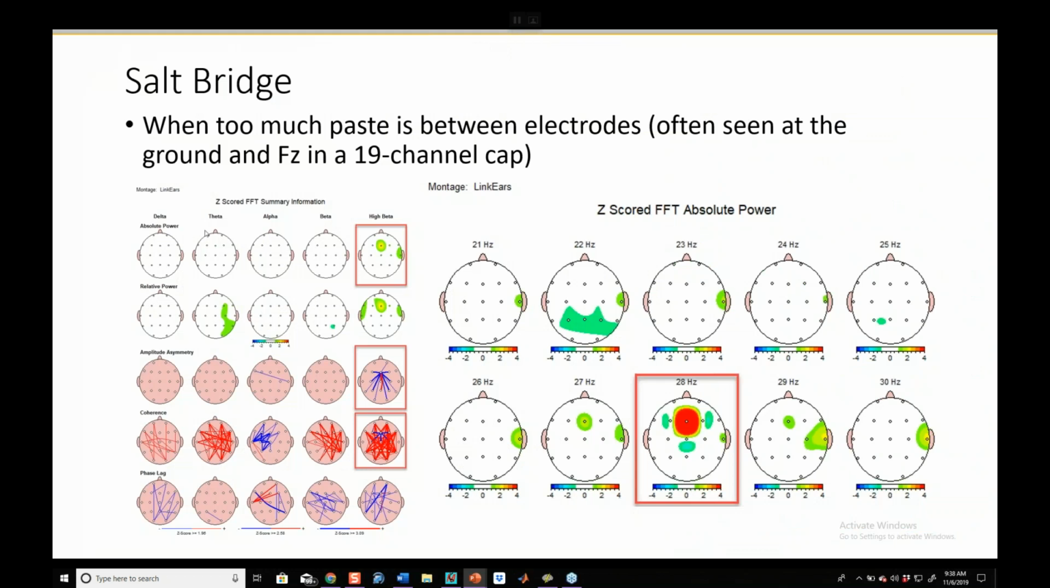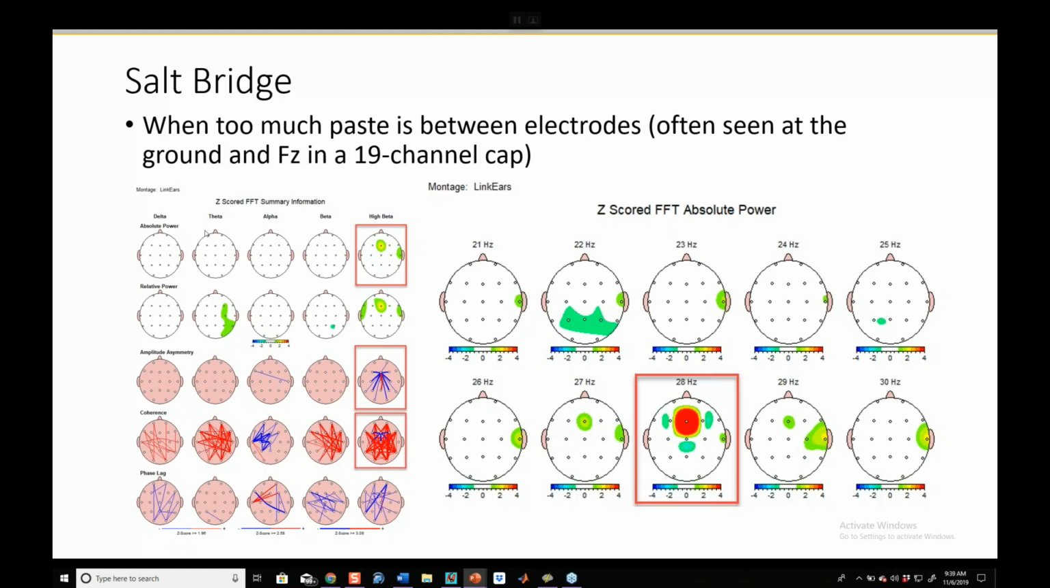So, salt bridge. This is something that I think we've all come across at some point in our careers. I remember the first time I saw one, it was on my brother. I got an EEG on my brother, and I said, I don't know what this is. And so someone told me, thank God, that day, oh, this is a salt bridge. So a salt bridge usually happens between the ground and FZ in an EEG cap, right? Especially if your ground is right in front of FZ.